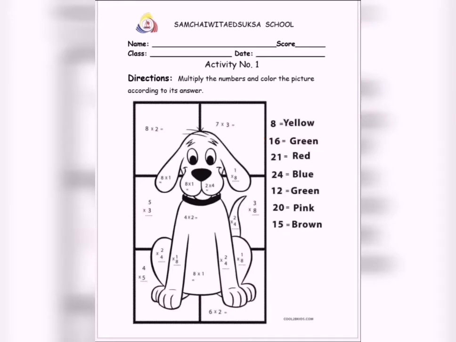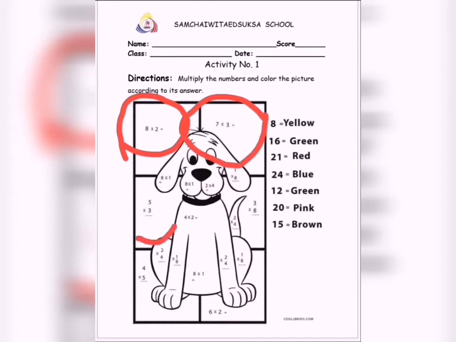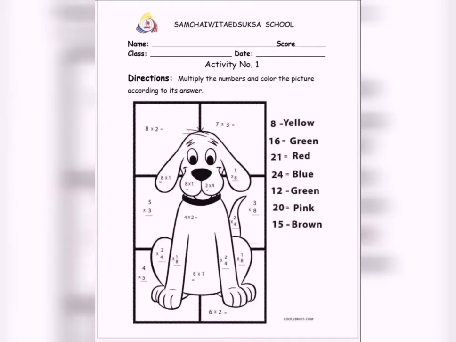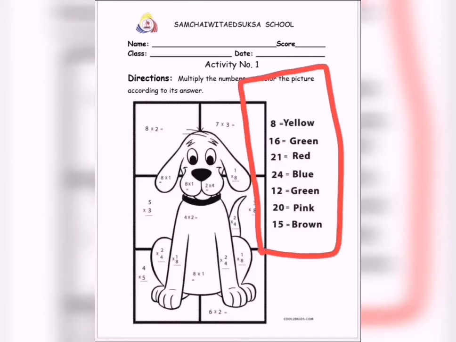And I want you to answer the rest of this activity by yourself. Okay? If you find it difficult, you can use the breakdown or the expanded form to solve this problem. So you solve the other numbers on your own and find the answers on the right side of this exercise and color it correctly.